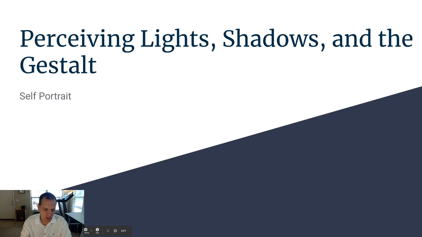We've made it to week 7 here, and this week we are going to talk about lights and shadows and the Gestalt. The Gestalt is kind of a fancy word for describing different parts as one piece or one complete whole. So perceiving lights and shadows is also specifically dealing with shading. This is a fun week and a fun lesson to learn about, where you can kind of lose yourself in shading techniques.